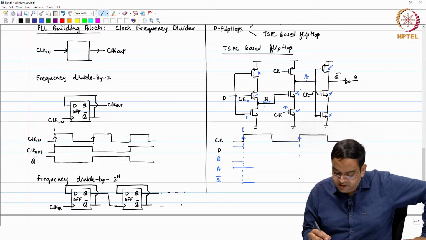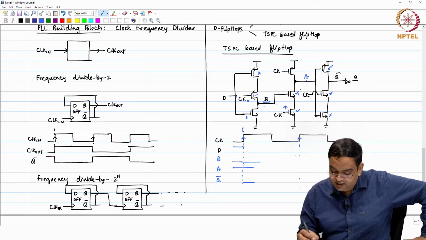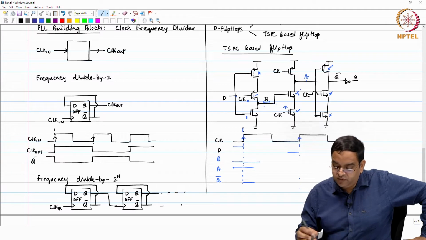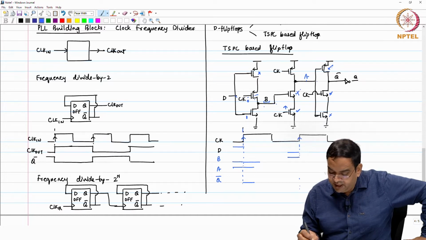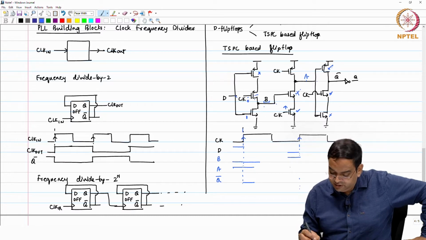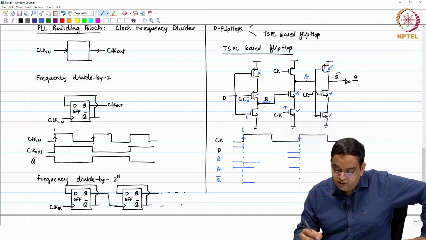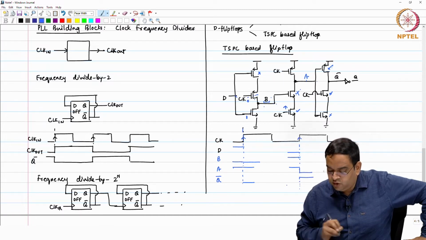Okay. B still remains low because D is 1. Now, consider the case when D is 0. In case D is 0, at that time your B signal is going to be high here, and if B signal is high, A signal is surely also going to be high. Q bar, whatever state you have from the previous, it will continue, and then when clock goes high, because B was 1 earlier, that time your A signal will go low.